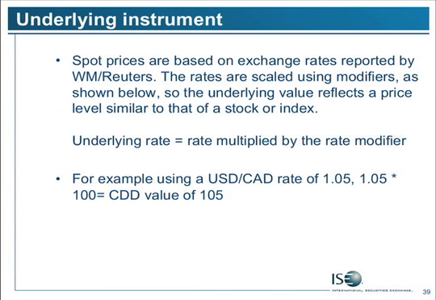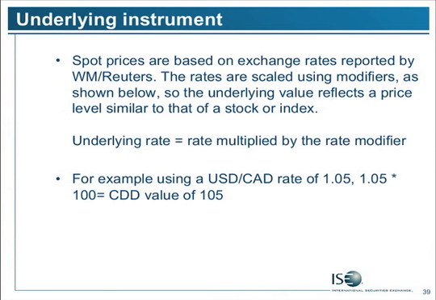So if you were looking at the dollar against the Canadian, trading at 105, I think it closed 103 something today, but when I built this slide a couple weeks ago, it was 105. All that means is we multiplied 1.05 by 100 and we get a CDD value of 105. So you could buy a 100 call, 105 call, 110 call. They're all going to cost different amounts.